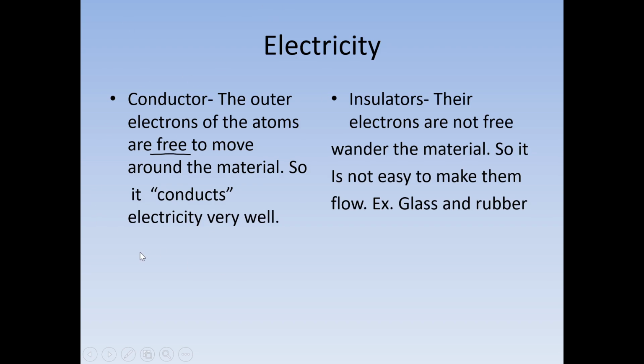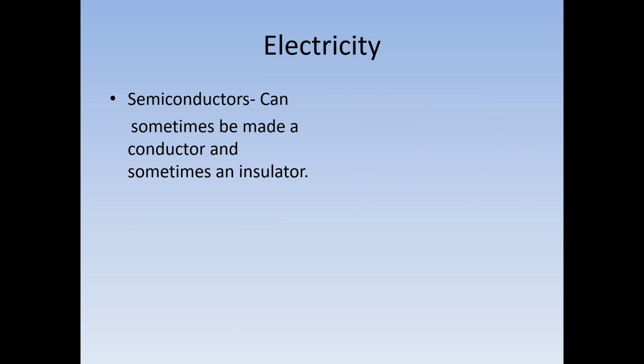That's different compared to materials that are insulators. If a material is said to be an insulator, what that means is that the electrons are not free to wander around the material. They're not free to move around. For the most part, they are bound to the nucleus of the atom. And of course, we also have materials that behave as semiconductors, which means that they can sometimes be a conductor or that they can sometimes be an insulator depending on certain conditions.